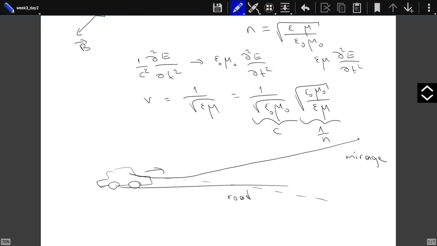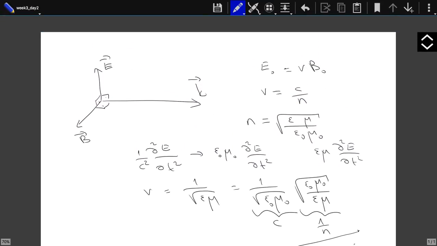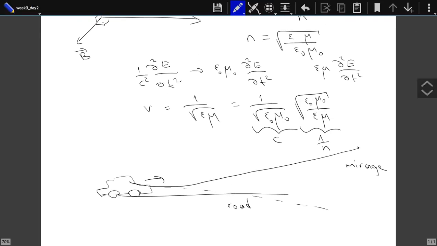Now, let's start with reflection first. Any questions up to this point, by the way? Any of the things that we have covered? So here we have the relation between E and B, the magnitudes, and this K vector and the frequency are related by omega over K, which is equal to V. Any questions up to here?